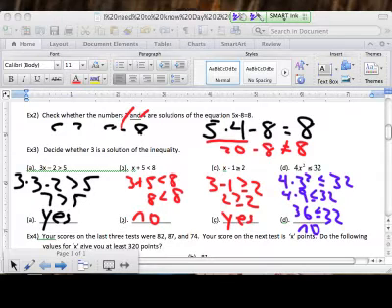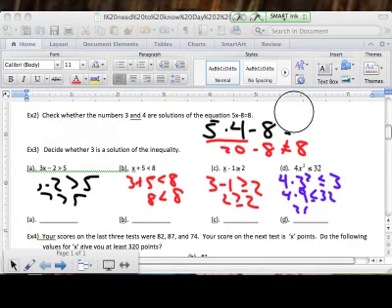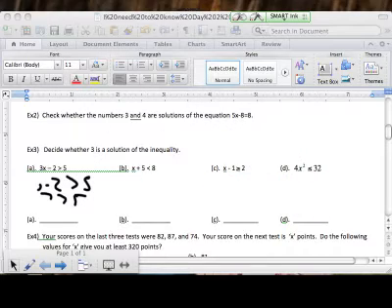All right, so again, if you're asked if something is a solution, simply plug it in and see if everything holds true, okay, if you end up with a true statement.